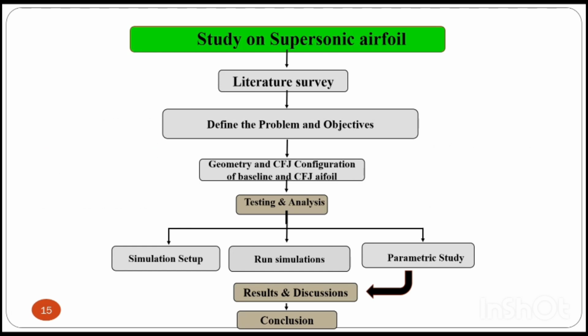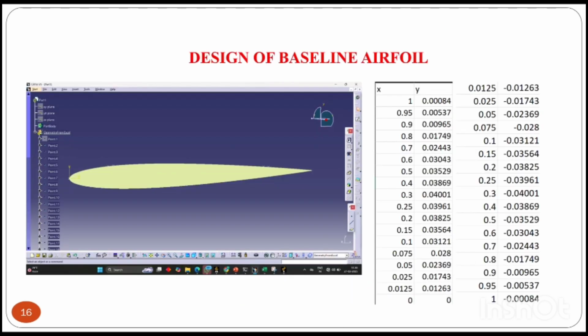This is the research methodology. First, study the supersonic airfoil, then the literature review, then refine the problem and objective, then do the geometry and CFJ configuration of the baseline and the CFJ airfoil in the ANSYS Fluent software, testing and analysis. Next, simulation setup, and we run the simulations, then the parametric study, and the results, discussion and conclusion.